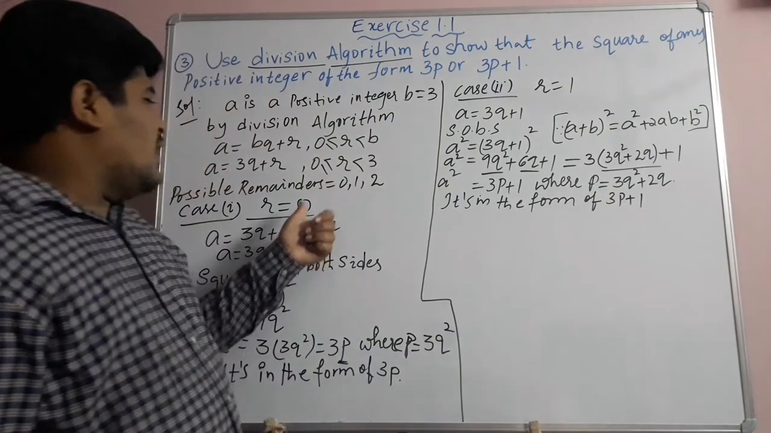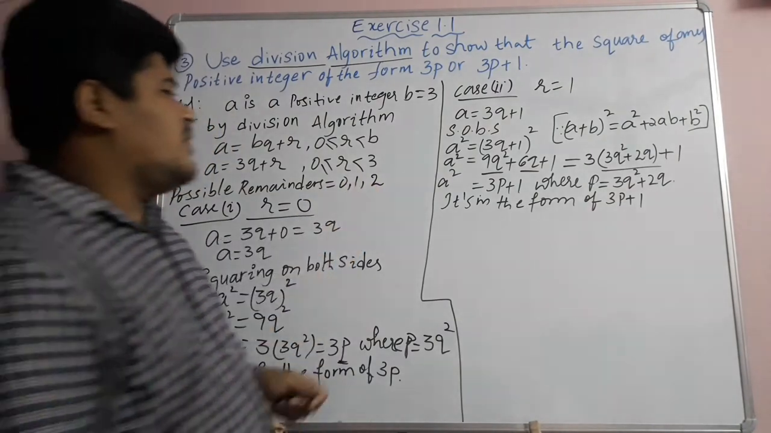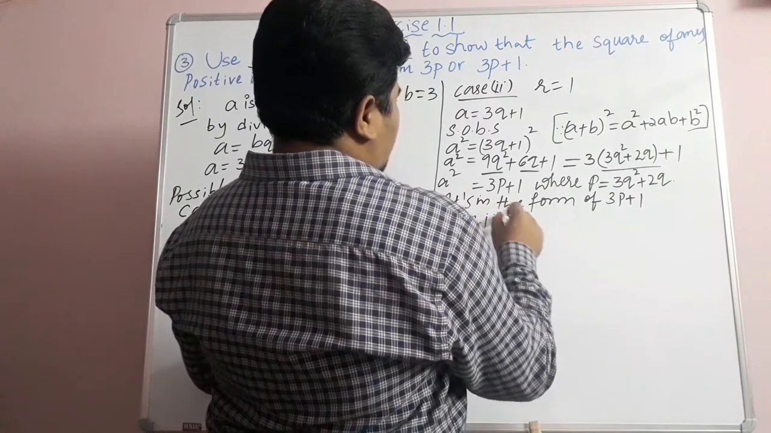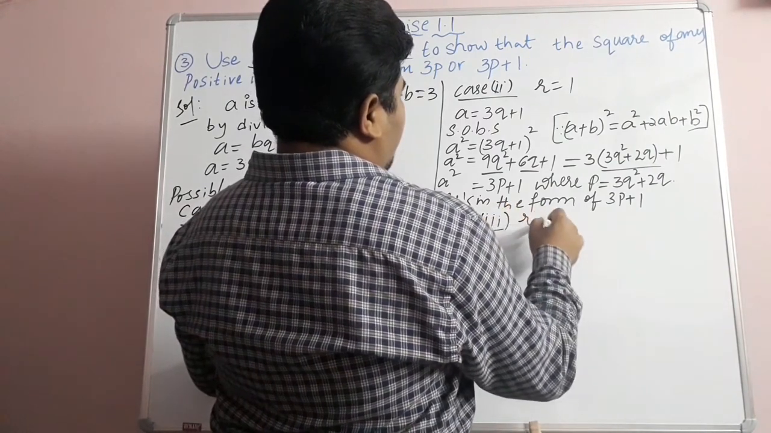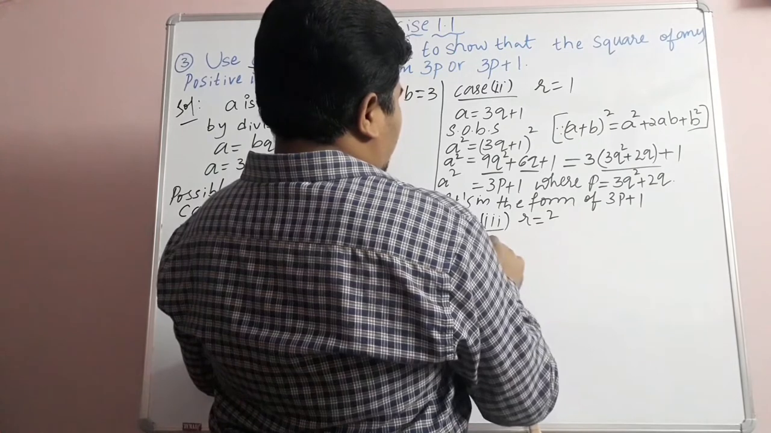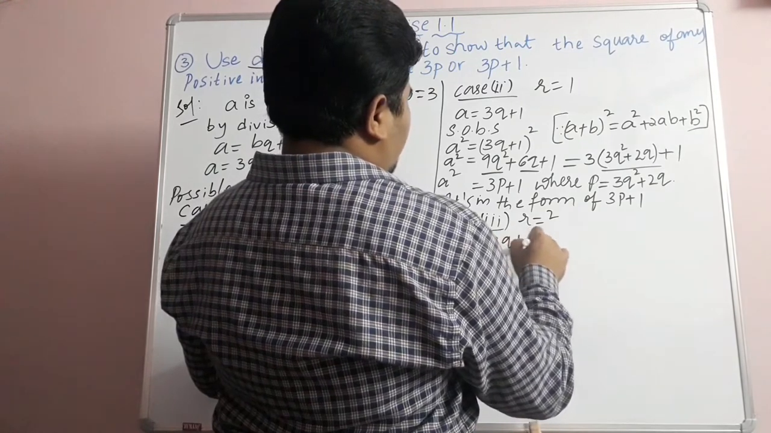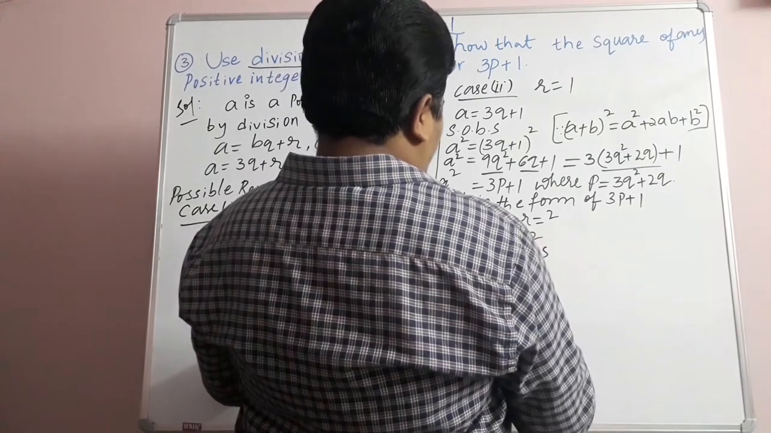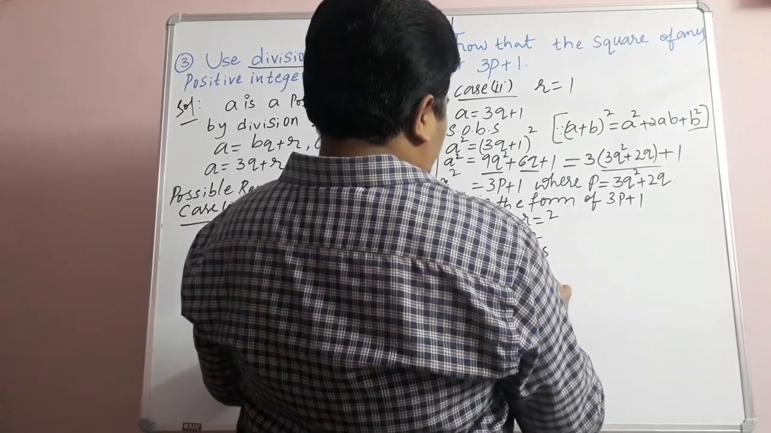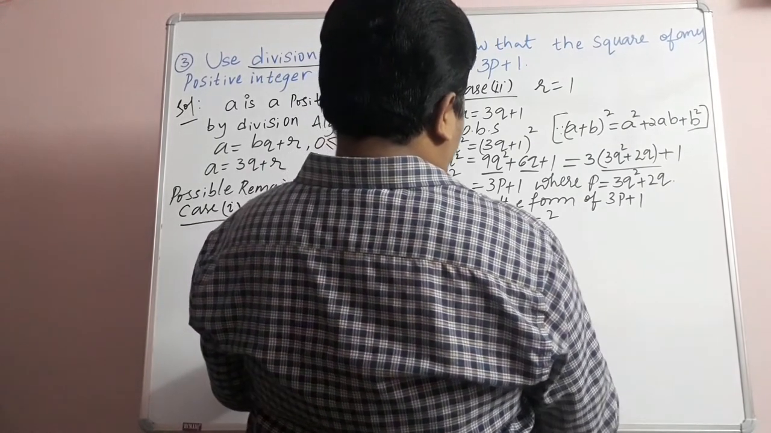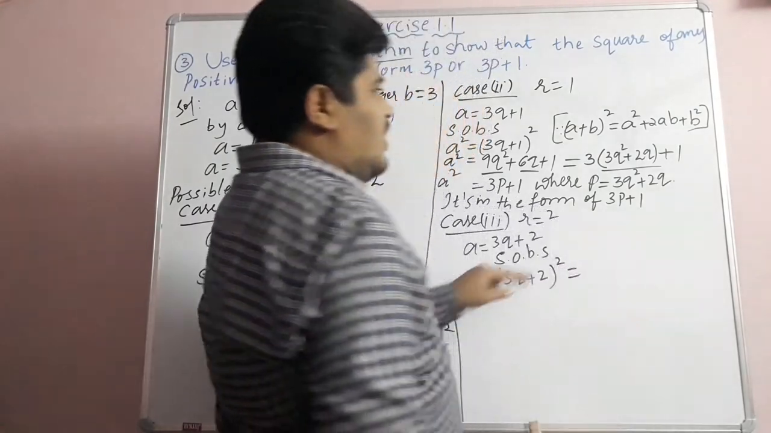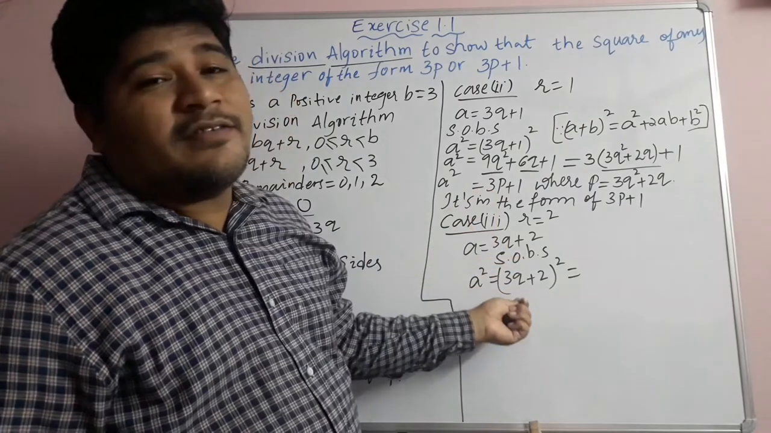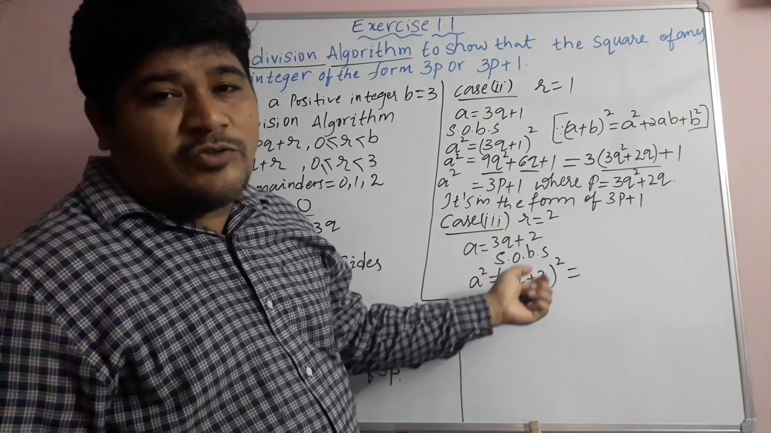So what is that? Remainder is equal to 2, R is equal to 2. That's case 3. So in case 3, you take remainder as 2, children. So a is equal to 3q plus 2. Squaring on both sides, a square is equal to (3q plus 2) whole square. Already we know the formula for the expansion of (a plus b) whole square. Use the same formula to expand this.